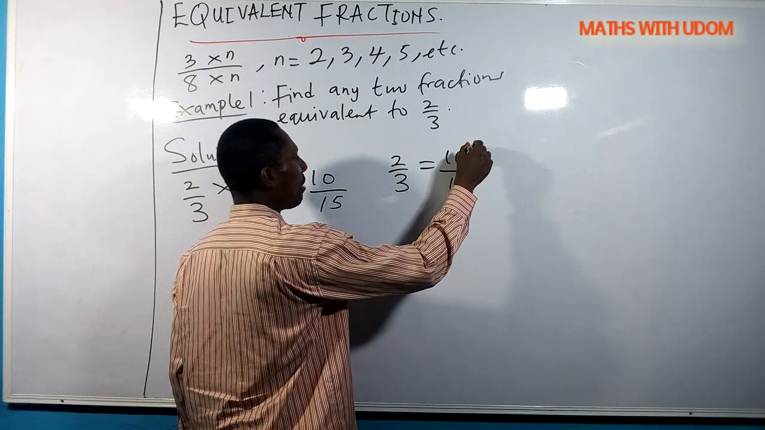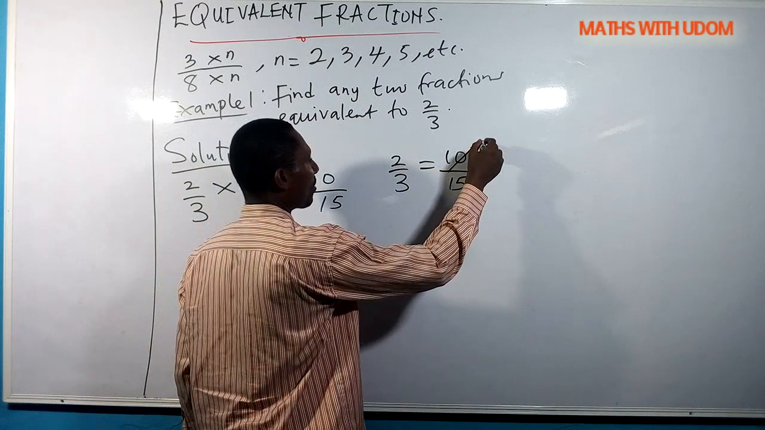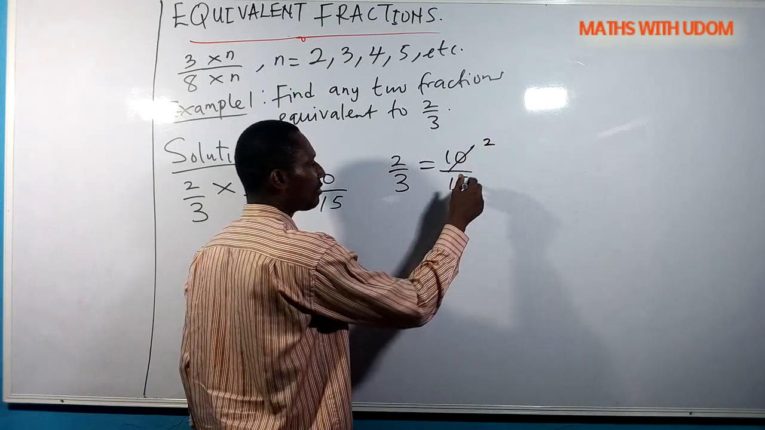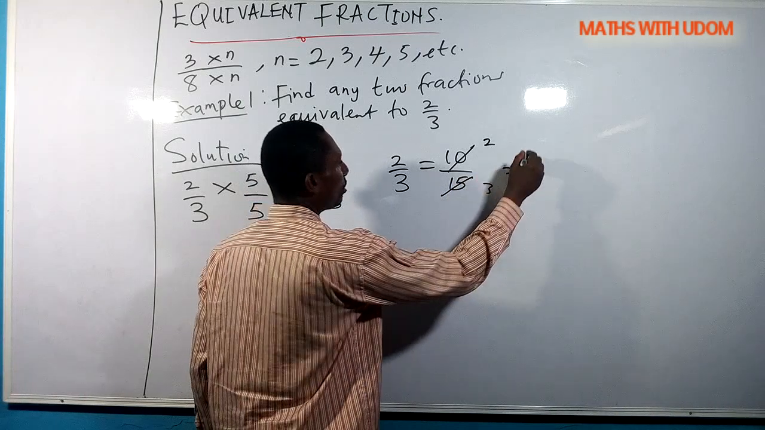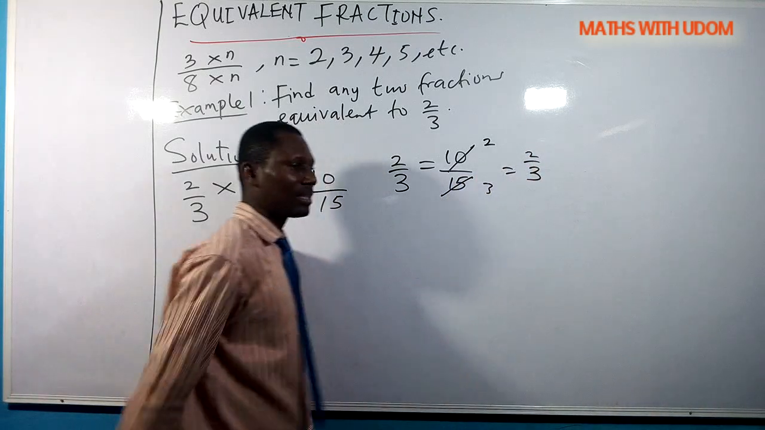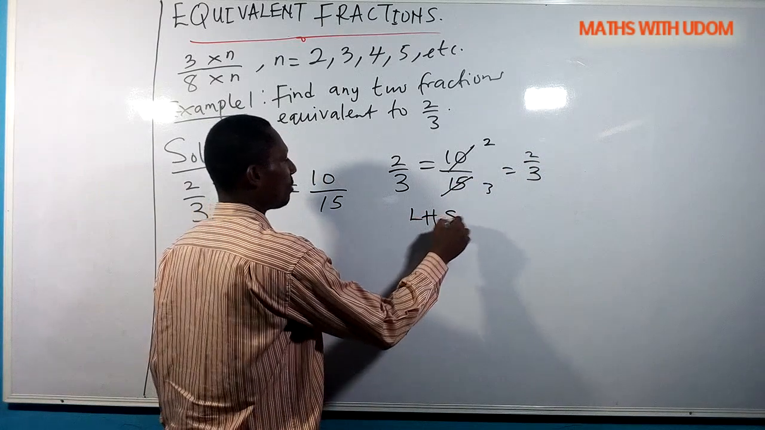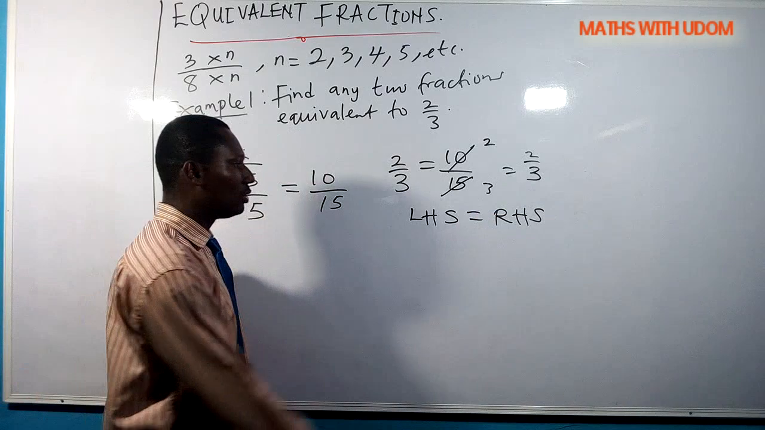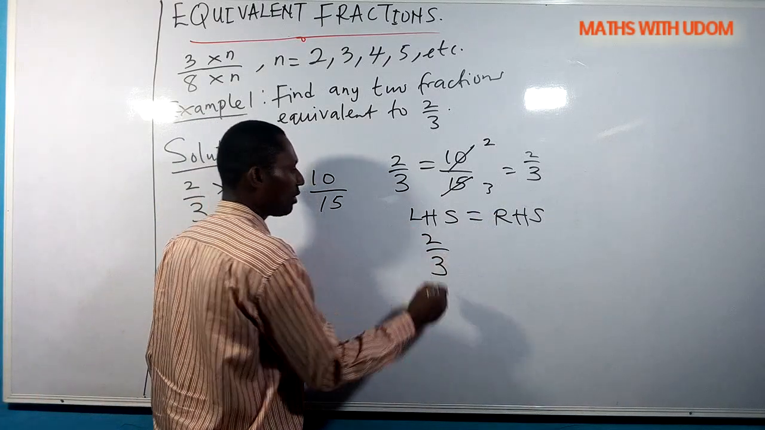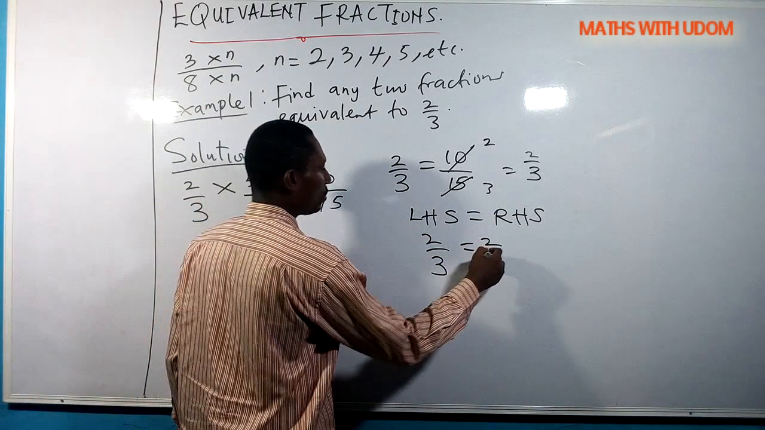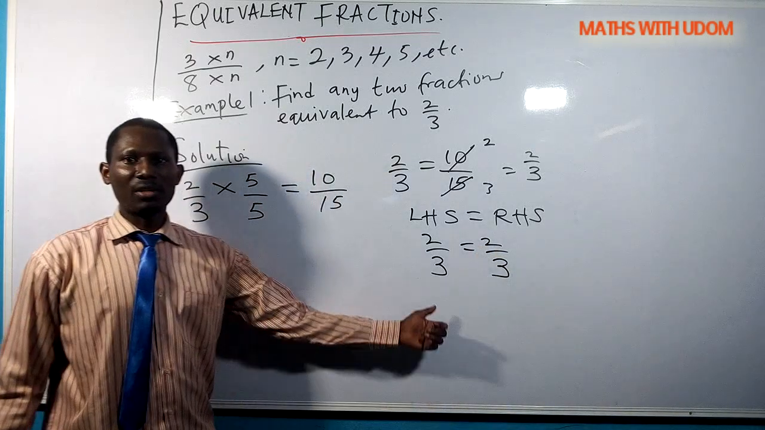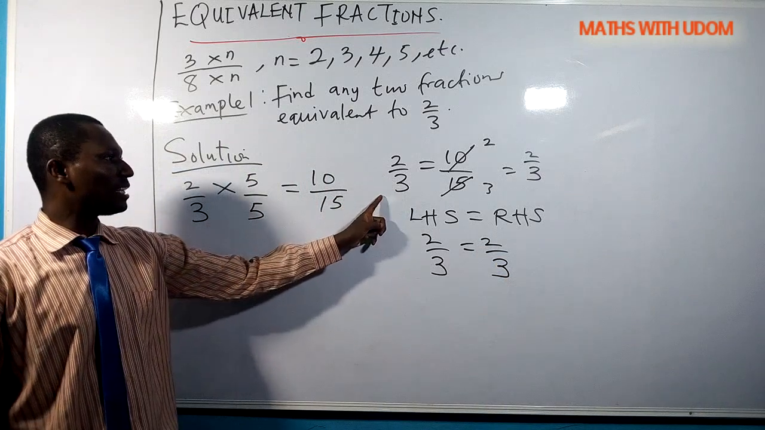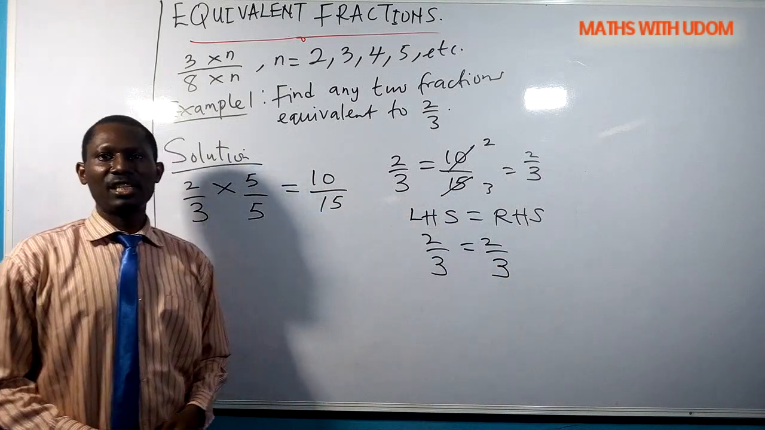Let me use 5. How many 5 can go in 10? 2. How many 5 can go in 15? 3. You can see we got 2 divided by 3. So the left hand side must be equal to the right hand side for them to be equivalent. So what do you notice? 2 divided by 3 on the left hand side is equal to 2 divided by 3 on the right hand side. So 2 divided by 3 is equivalent to 10 divided by 15.